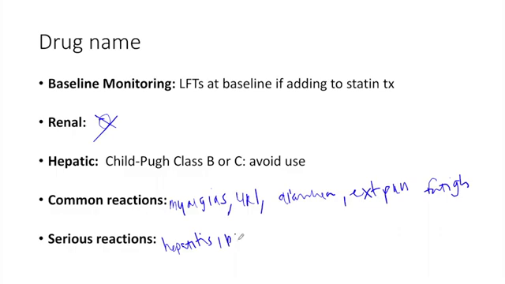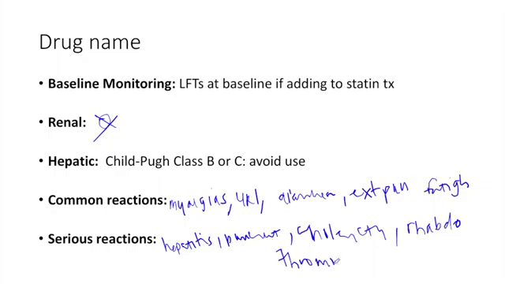Hepatitis, pancreatitis, cholecystitis. So basically all in that duct area, all right? And then you can also get some rhabdo with this. And thrombocytopenia would be a potential risk as well.